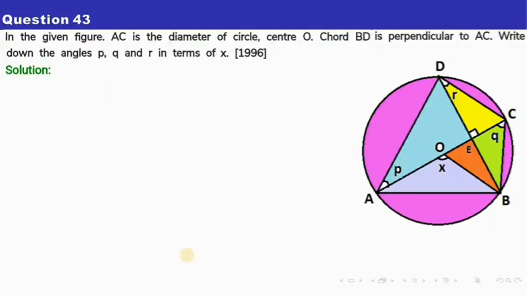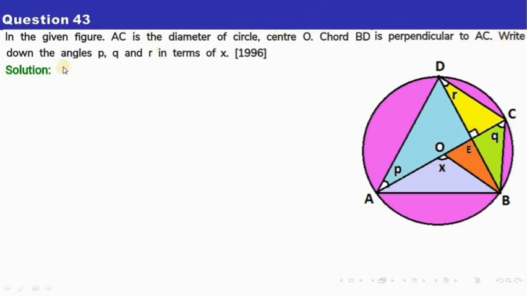So let us begin with the first question of the day, question number 43. In the given figure, AC is the diameter of the circle with center O. So AC is the diameter and O is the center. Chord BD is perpendicular to AC. So BD is the chord, which is perpendicular to AC, and it is given perpendicular out here.